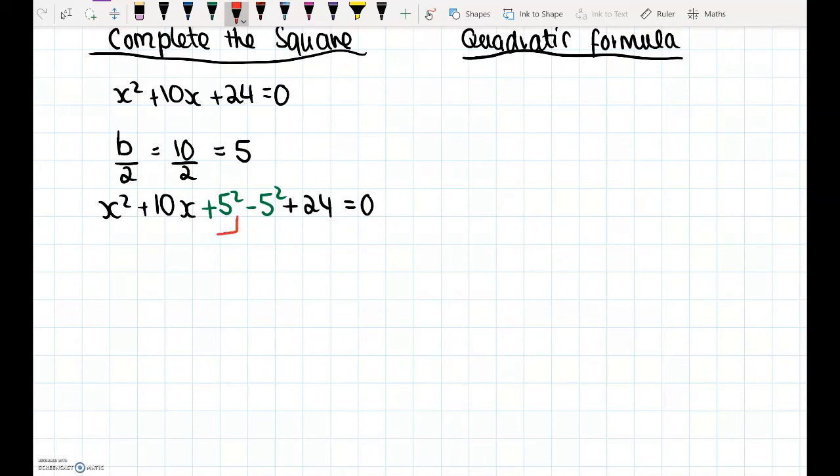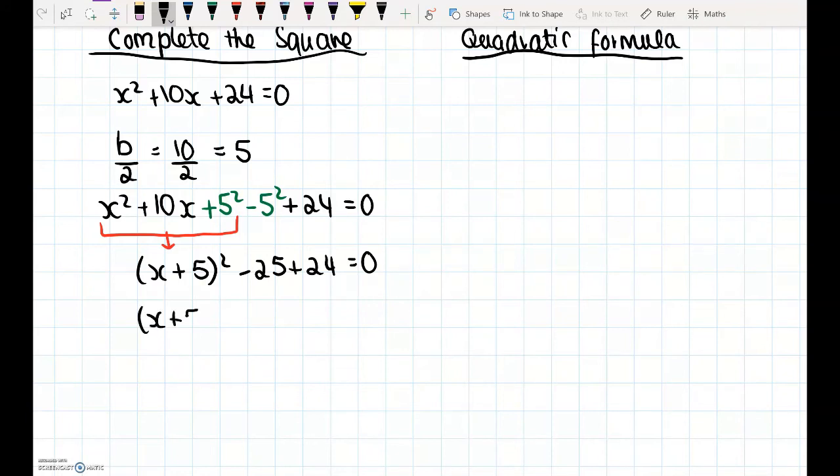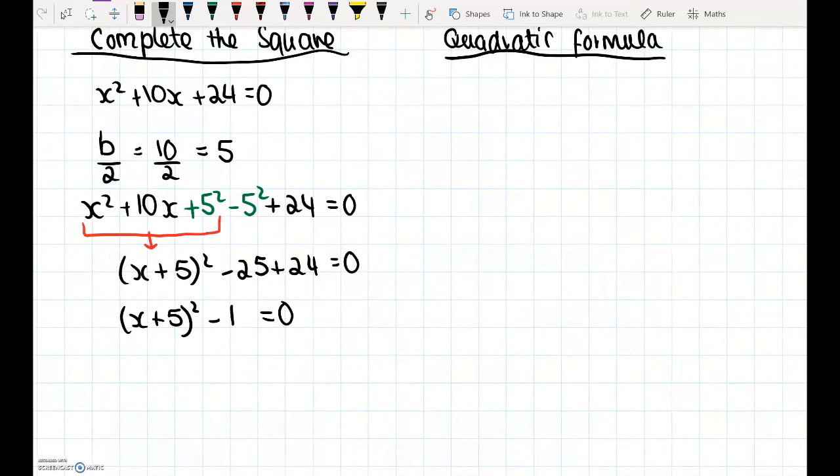Okay, this part here can now become x plus 5 squared. Okay, minus 25 plus 24 is equal to 0. Okay, so nice and straightforward so far. So then we get x plus 5 squared minus 1 is equal to 0. Okay, now we can look at solving it. We've already completed the square. Now we can solve.